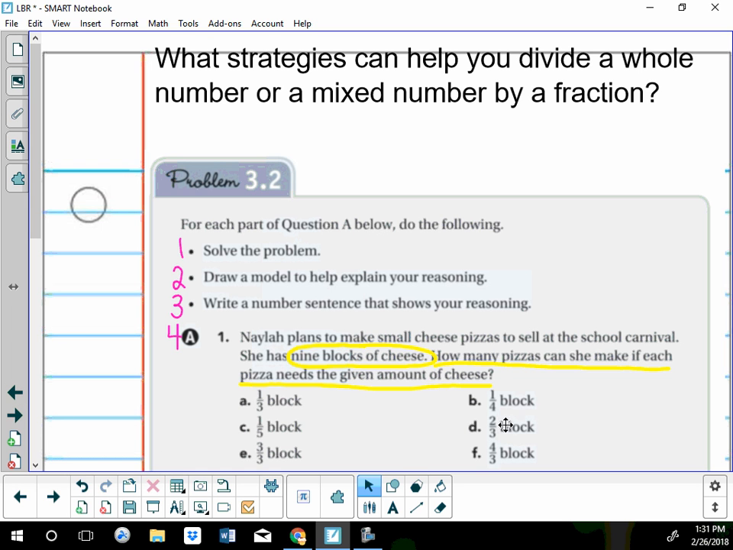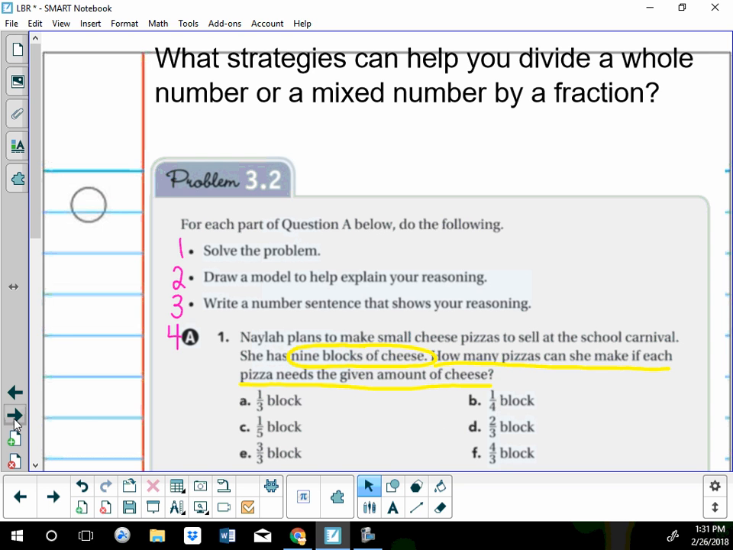And look, guys, if we look at B right here, and we had 9 blocks of cheese, and we divide them into pieces that are the size of a fourth, how many pieces would that be? That'd be 36. So we could just multiply it by 4. And then if we divided by 1, we would still have 36. Good observation.